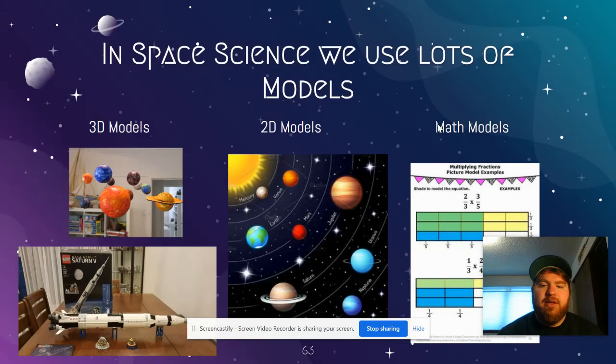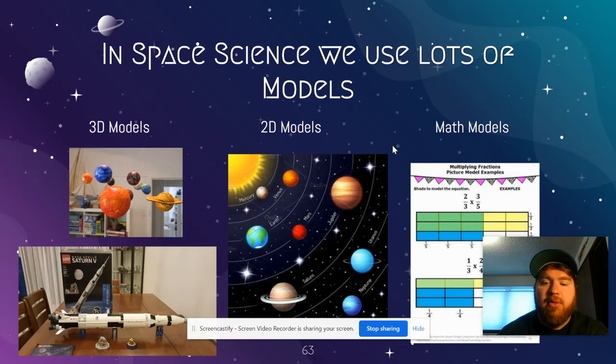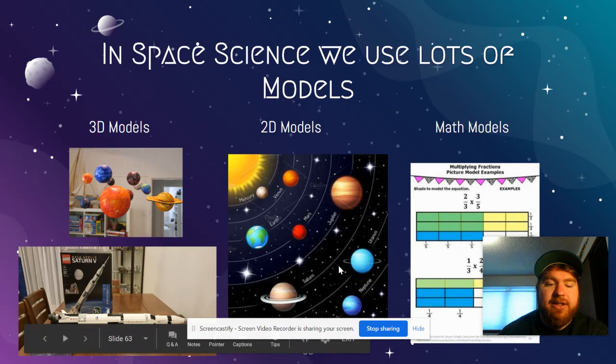Okay, all right. So remember, in space science and in all types of science, we use models. We have 3D models. These are the really fun models that help us picture the different shapes of things, and they're usually to scale if they're done well. Sometimes they're not always accurate. So all models can be inaccurate and accurate in different ways. So they can be correct and incorrect.